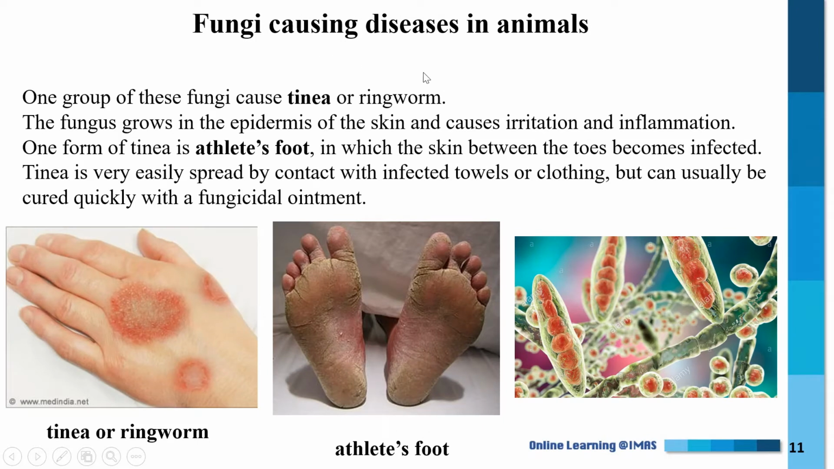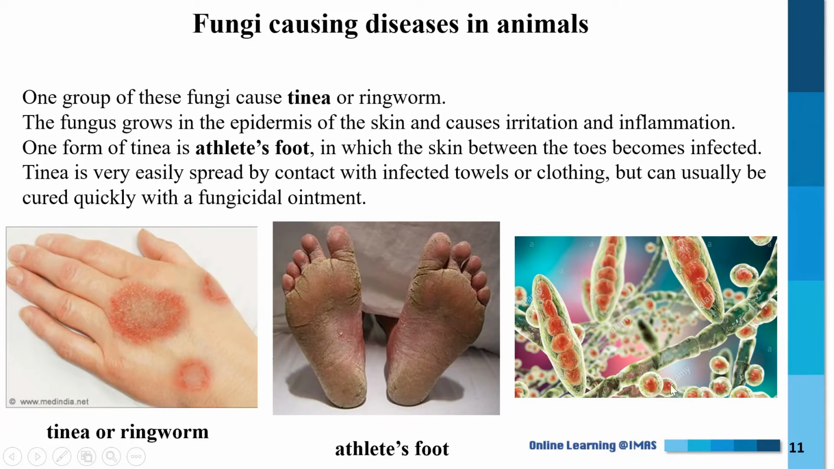Those affecting humans, I choose this example here. One group of these fungi is called tinea or ringworm. Why is it called ringworm? Because it affects the skin and causes irritation and inflammation, and it forms this kind of ring here. Sometimes it can heal from the center, but the sides are inflamed, so it makes what we call a ring. That's why they call it ringworm. Actually, this is the fungus.